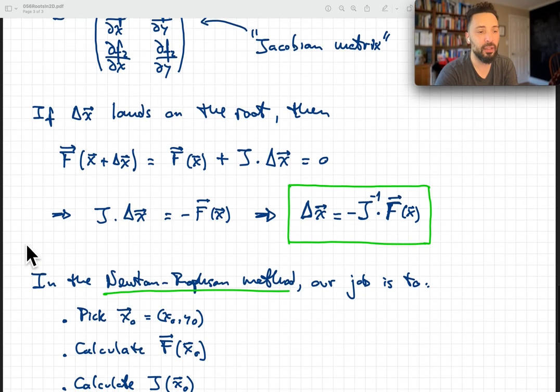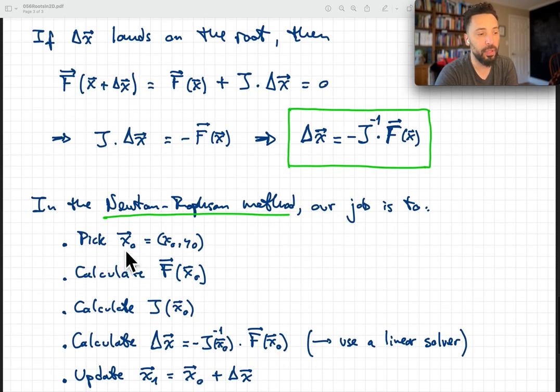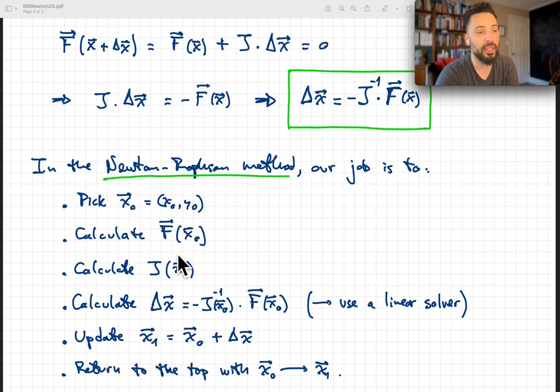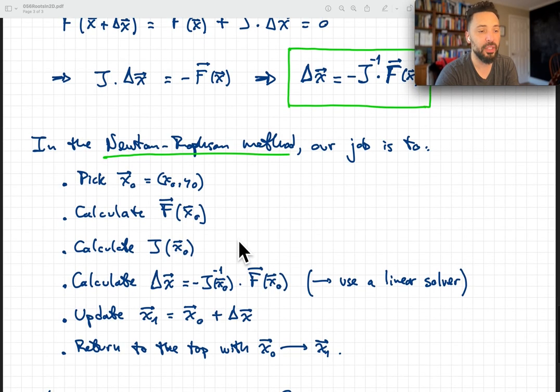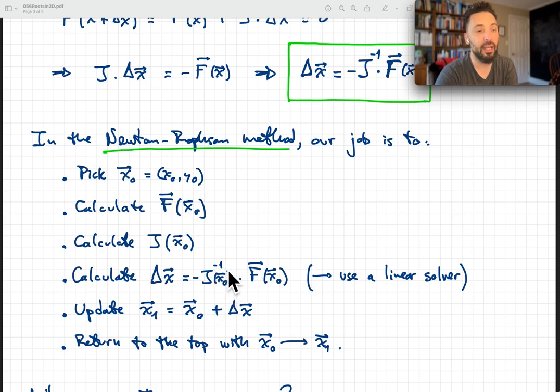And so this then gives us the Newton-Raphson method, where we pick a reference point x0, we calculate the right-hand side f of this equation, we calculate J, and then our job is to calculate delta x. This here is going to be the heavy part of the method. Here we're going to use a linear solver to calculate delta x by solving this linear problem. This is a matrix times a vector equals a vector, and so we can use a linear solver, or we can calculate J inverse directly in some cases, like in 2D or in 3D. The inverse of the matrix is calculated directly, and so then we can apply that inverse matrix to f. We flip the sign and we obtain delta x.